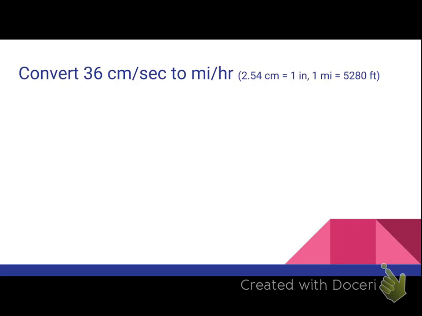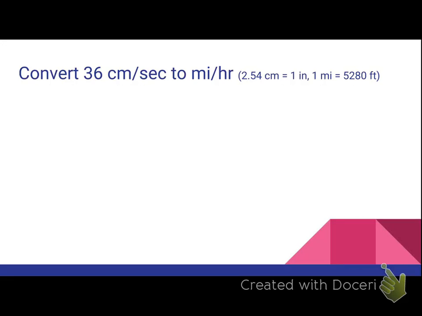All right, so the last one, this one's going to take us a little bit longer. It's going to be a little bit more tricky. So make sure you're following along here. Convert 36 centimeters per second to miles per hour. We are given that 2.54 centimeters equals 1 inch, and that once again 1 mile equals 5,280 feet.